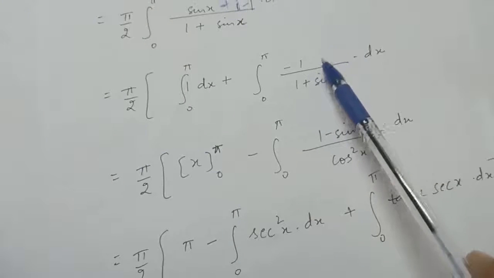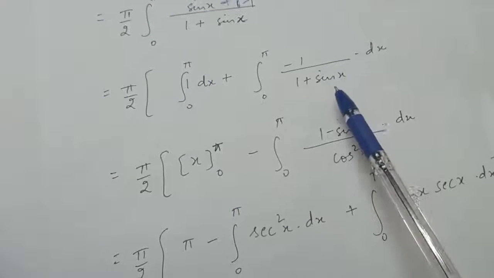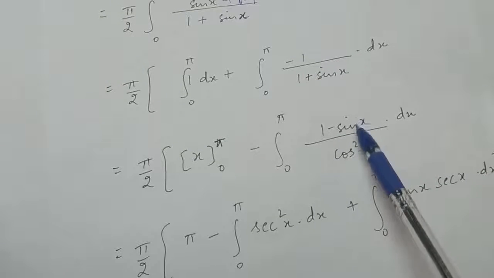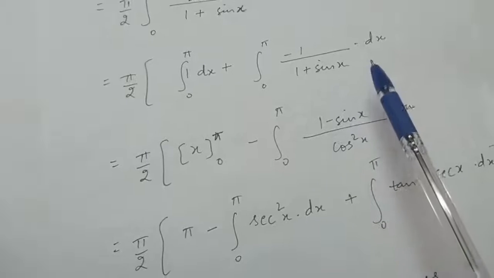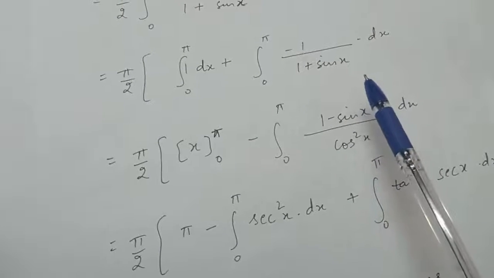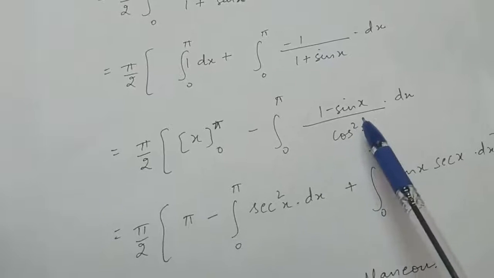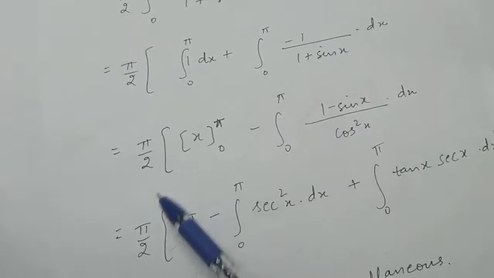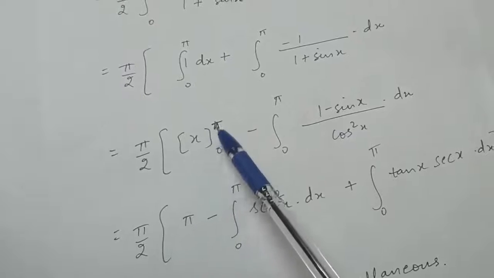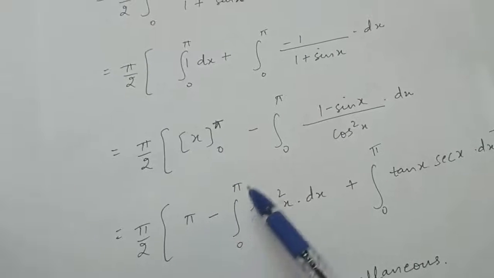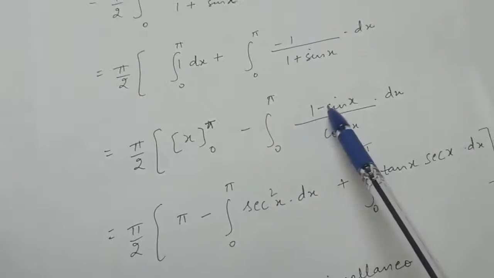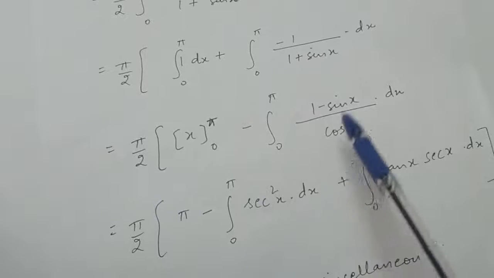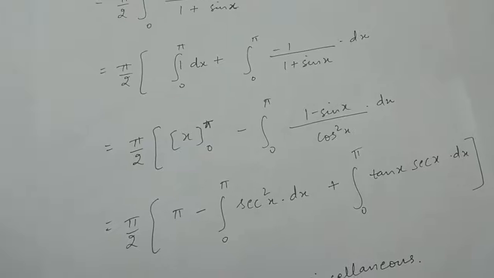in this function multiply and divide by 1 minus sin x. So in the numerator it will be 1 minus sin x, and in the denominator it is (1 plus sin x) into (1 minus sin x), which is 1 minus sin square x, and 1 minus sin square x is cos square x, right? Now this pi by 2 as it is, put the limit, so you will get pi minus, now this 1 by cos square x is secant square x, plus, because minus minus is plus, sin x upon cos square x is tan x into secant x.